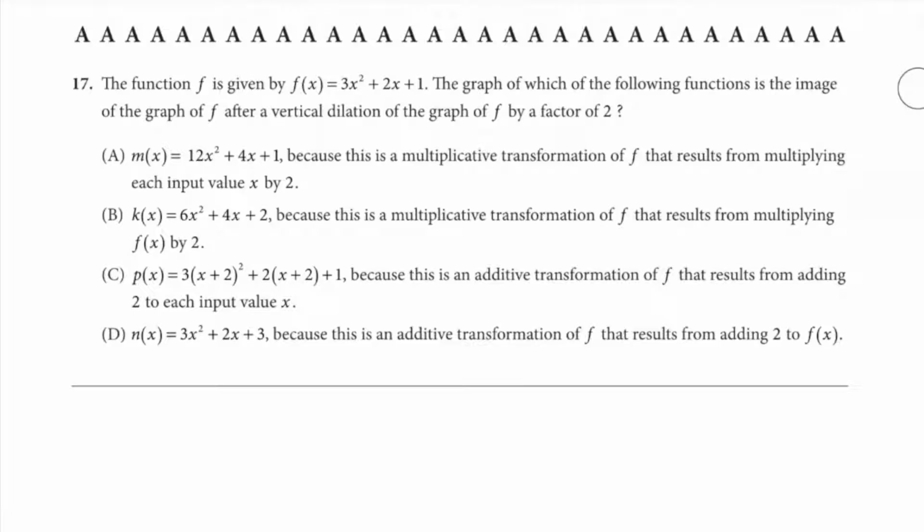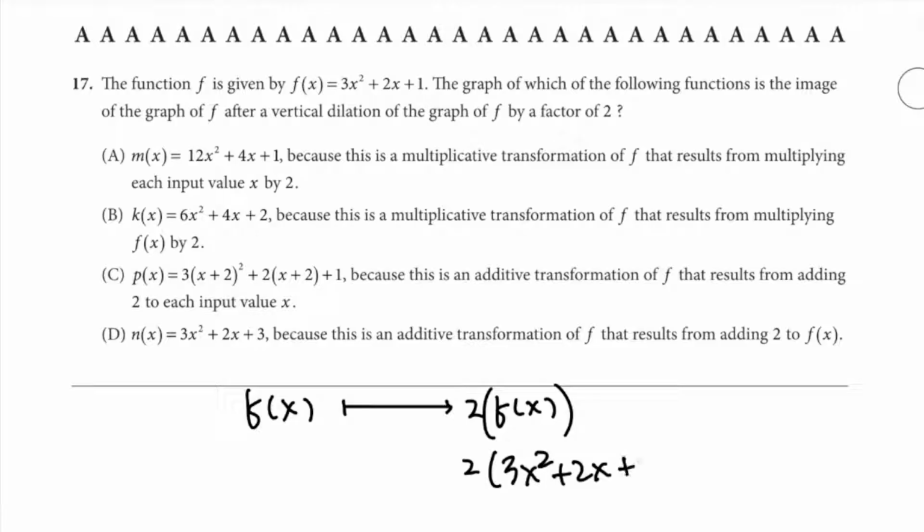So now we've got f of x is 3x squared plus 2x plus 1. Image of the graph of f after a vertical dilation by a factor of 2. Okay, vertical, all of that stuff happens on the outside. So vertical dilation by a factor of 2 is going to be going from f of x to 2 times f of x. And just to emphasize that multiplication, I'm going to put f of x in parentheses. So I'm going to say that's 2 times 3x squared plus 2x plus 1. And that's going to be 6x squared, 4x, and 2.